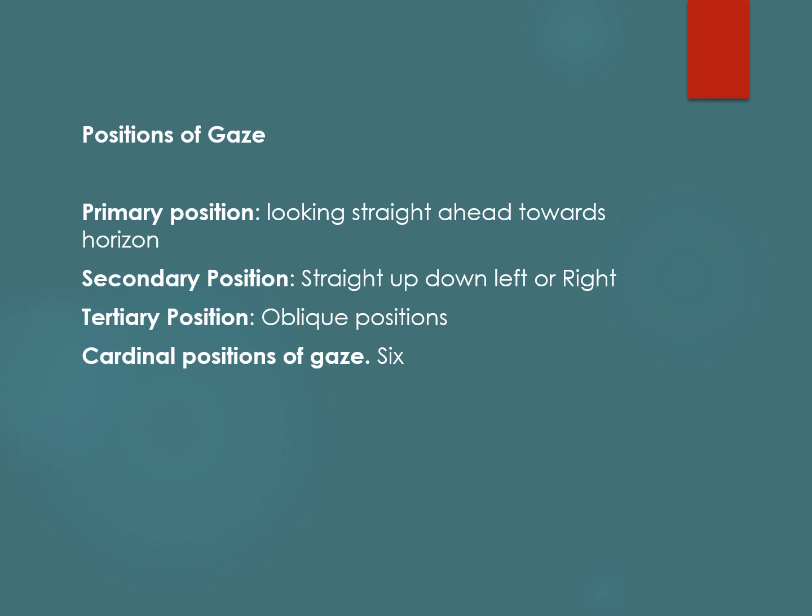There are 6 cardinal positions of gaze. That is supromedial, medial, inframedial, infralateral, lateral, and superolateral.